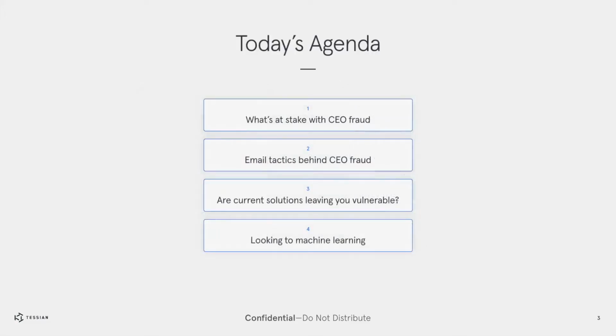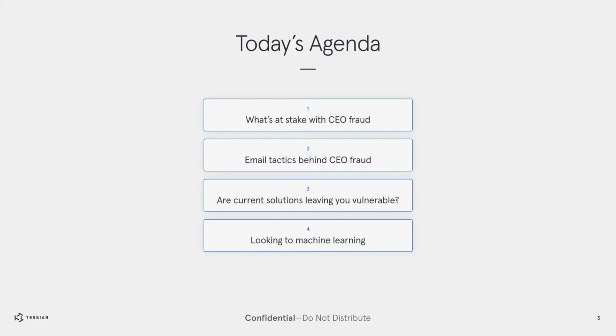Now that I've got introductions out of the way, we can take a look at today's agenda and see what we're going to be discussing. Firstly, we're going to take a look at what's at stake with CEO fraud. What is CEO fraud? How did CEO fraud come about, and what are the risks associated with it?